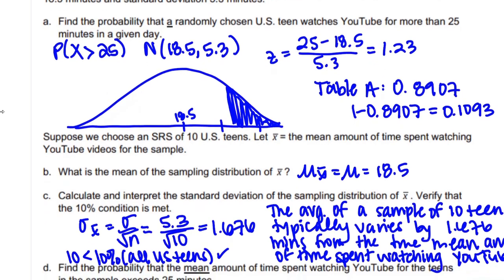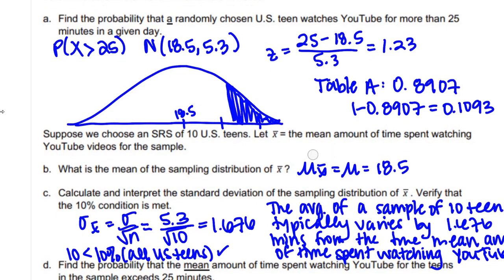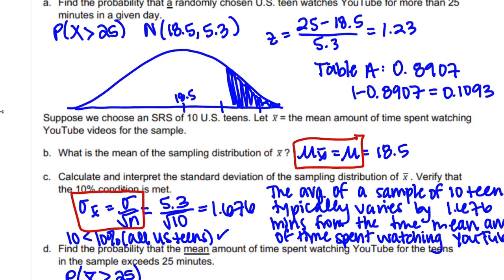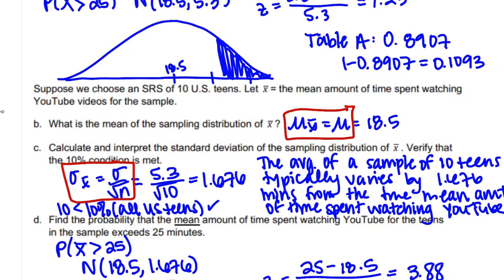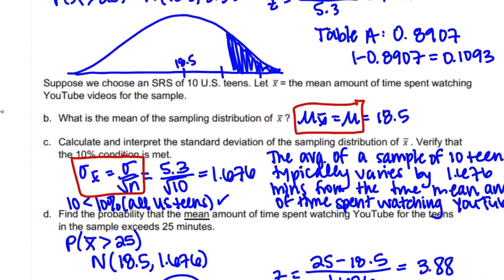The next one we have the formulas mu of x bar equals mu that we need today, and sigma of x bar equals sigma over square root n. Remember the 10% condition to check for any time you use the standard deviation. And then also the interpretation is the typical variation from the mean. So that is what we want to say.